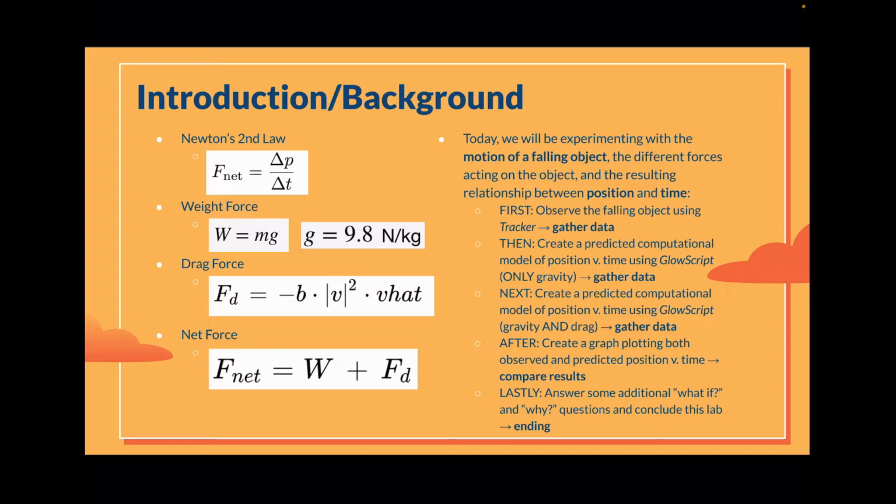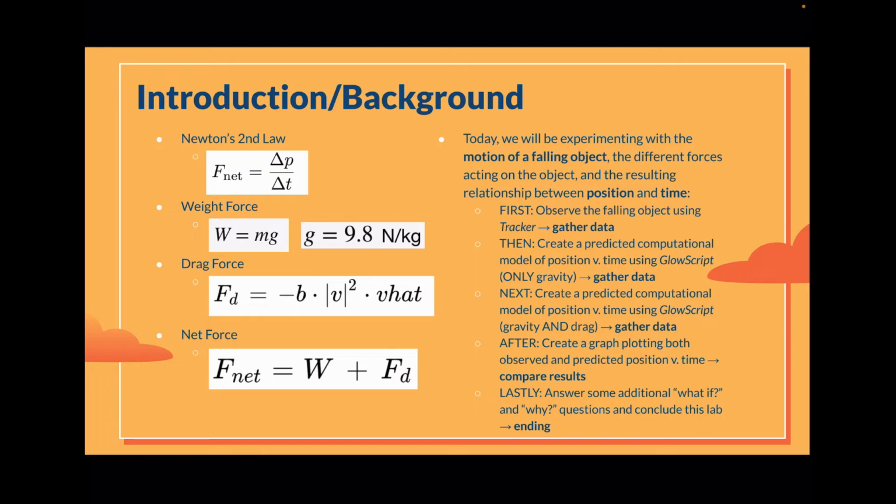Then we have two forces that act upon a falling object, which are the weight force and the drag force. The weight force, otherwise known as gravity, is equal to mass times the gravitational constant, which is 9.8, in the negative y direction. And then we have the drag force, which is equal to the proportionality constant times velocity squared in the opposite direction that velocity is going, so the negative v hat. And then we have the net force, which is our weight force plus our drag force on this falling object.